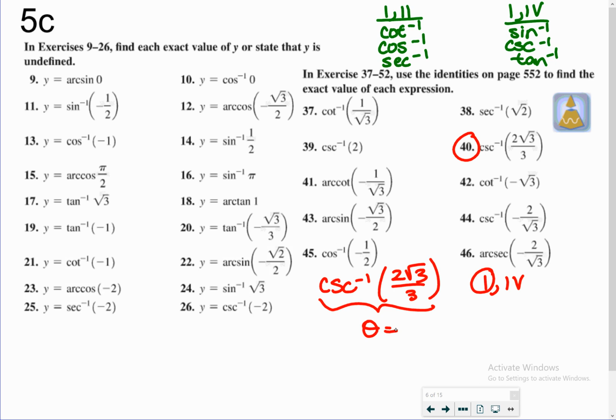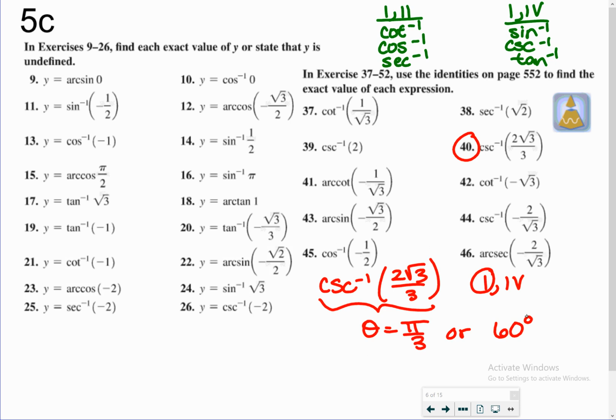Cosecant is the reciprocal of sine, which is y. So you're trying to figure out which y coordinate on there, if I flip it, is going to look like this. It's got to be the root 3 over 2. So which angle in quadrant 1 has root 3 over 2 as a y coordinate? Pi over 3. Okay, and guys, it's not going to say tomorrow radians or degrees, so I would be okay with either answer.